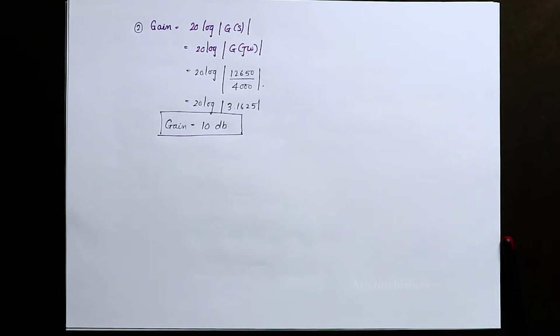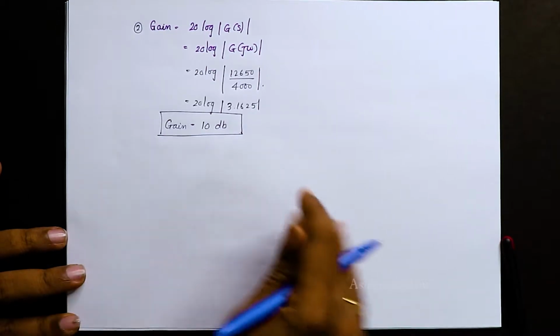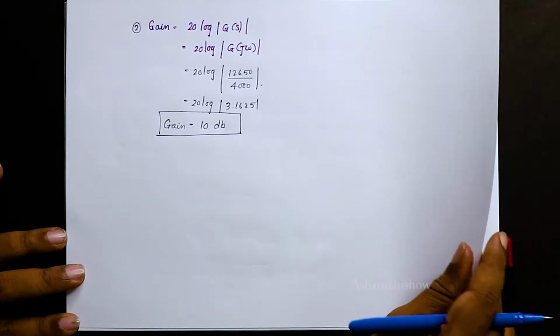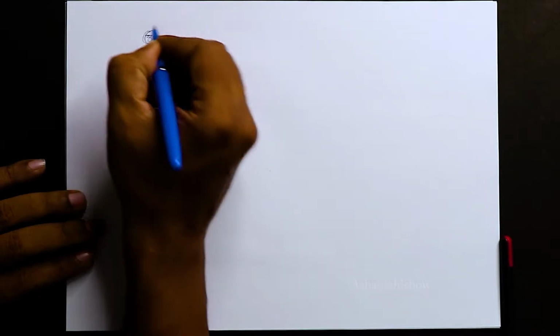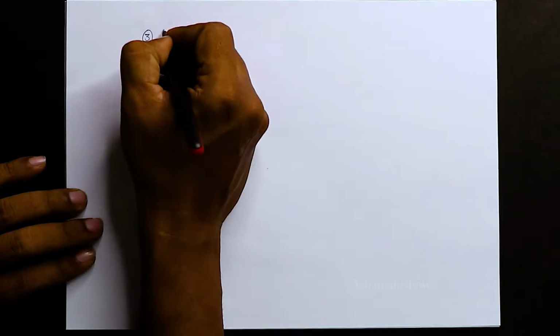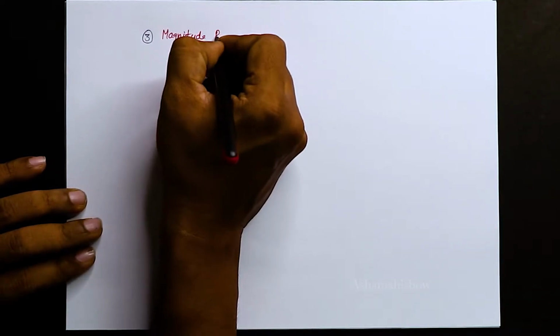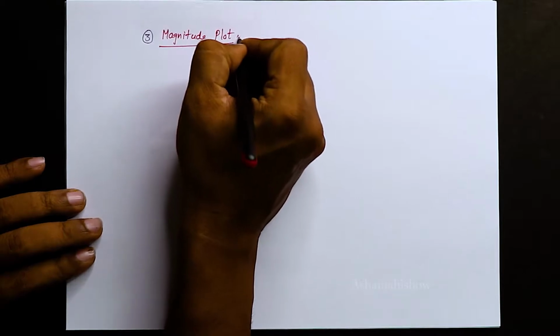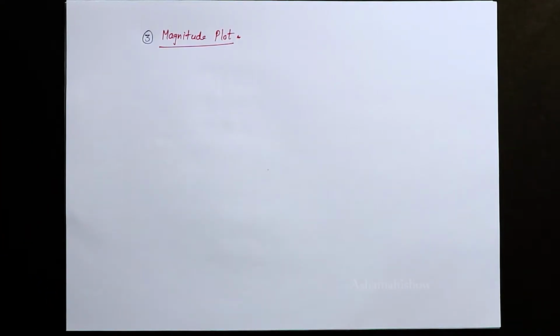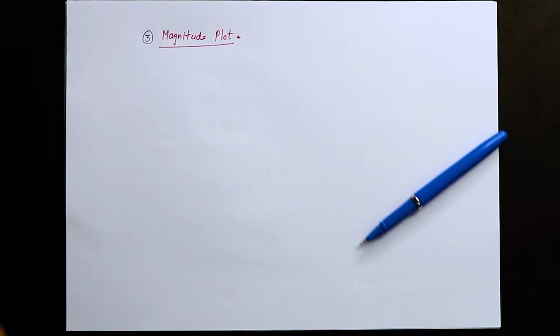Now the third one is the magnitude plot. I'll do that on another paper because we need it later. You need to find out the magnitude plot. For that we have a diagram, like a table.